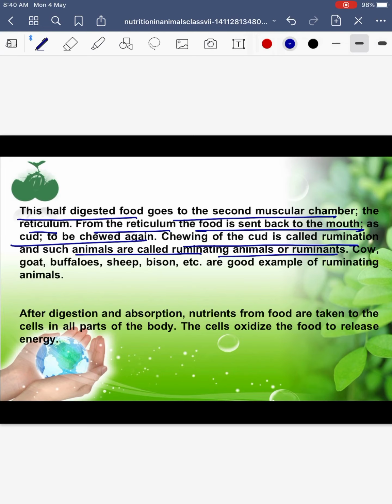What are examples of ruminants? Cow, goat, buffalo, sheep, bison are examples of ruminating animals. All these animals chew the cud similar to cow. After digestion and absorption, nutrients from food are taken to cells, similar to human beings. Whatever is digested will now be oxidized in their body to produce energy.